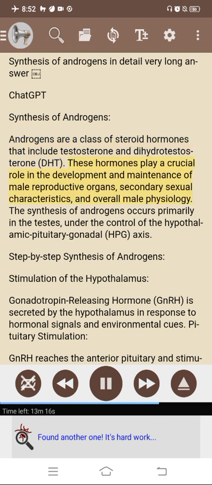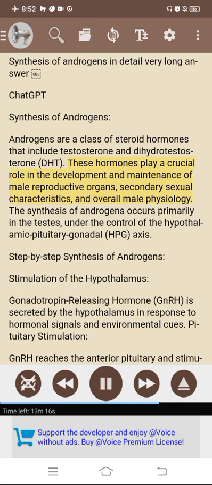Androgens are a class of steroid hormones that include testosterone and dihydrotestosterone, DHT. These hormones play a crucial role in the development and maintenance of male reproductive organs, secondary sexual characteristics, and overall male physiology. The synthesis of androgens occurs primarily in the testes, under the control of the hypothalamic-pituitary-gonadal, HPG, axis. Step-by-step synthesis of androgens.